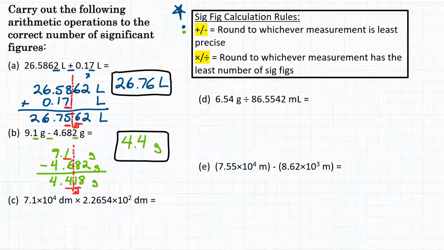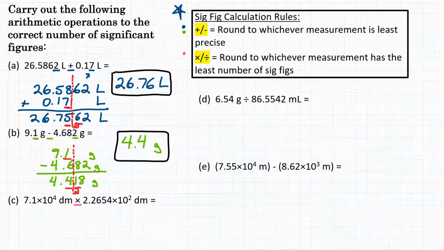So here we are doing multiplication. So we will be looking at the multiplication division rules. And that says round to whichever measurement has the least number of sig figs. So different rule here. We're looking at significant figures. So for our first measurement, we have 7.1 times 10 to the 4th decimeters. And hopefully you notice that that is in scientific notation, where we have some number times 10 to some power.